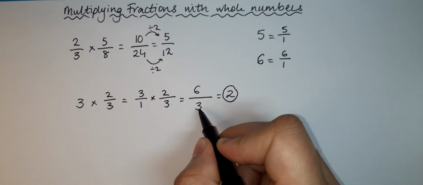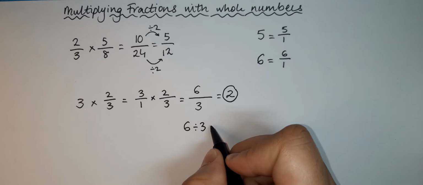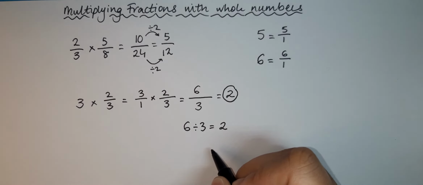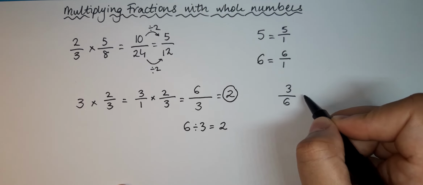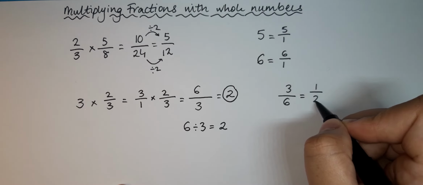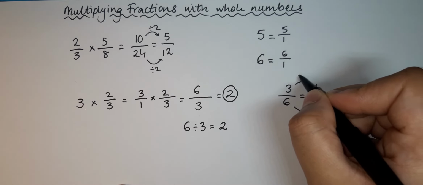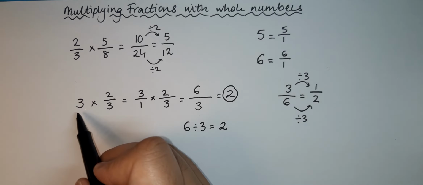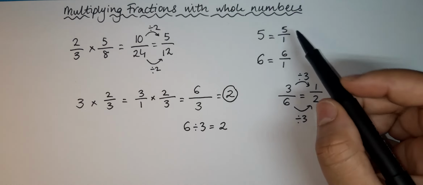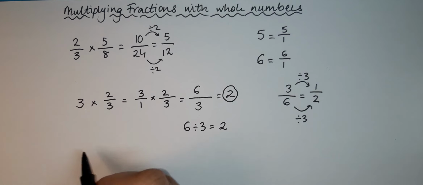Now if you're confused on this part here, let's imagine it written as 6 divided by 3. And that's how we got 2. If it was 3/6, this would be written as a half, because we would divide both top and bottom by 3. So just to recap, if we're working with whole numbers, we just need to rewrite it as a fraction.